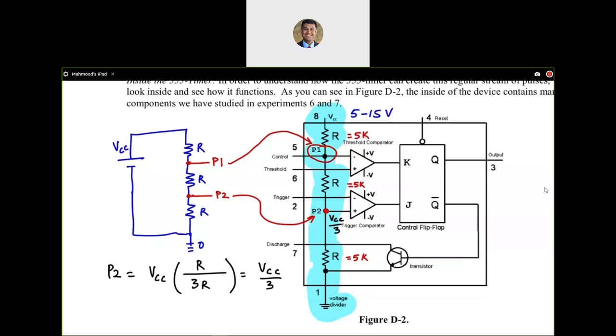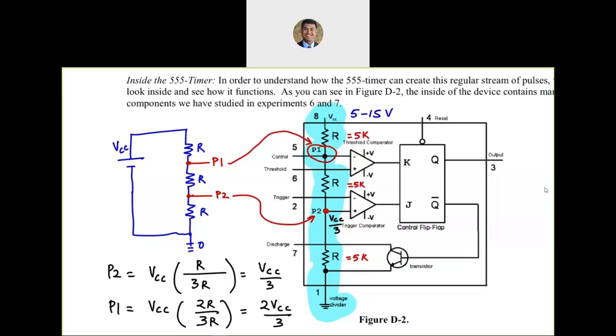Next, what is going to be P1? Based on voltage division, still VCC is the input voltage, but now for P1, I have two resistors that the voltage P1 is being measured across. So that's going to be 2R divided by 3R, which is 2/3 VCC. So 1/3 VCC and 2/3 VCC. Now I hope you have some understanding of why we chose those specific start and stop voltages in our earlier discussion of charging and discharging of the capacitor. That's exactly the reason why.